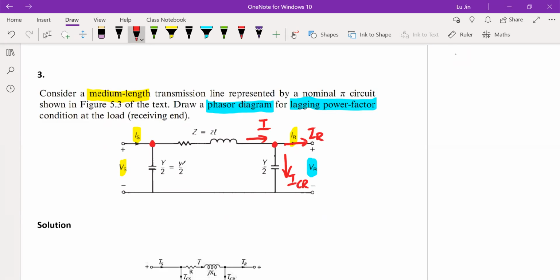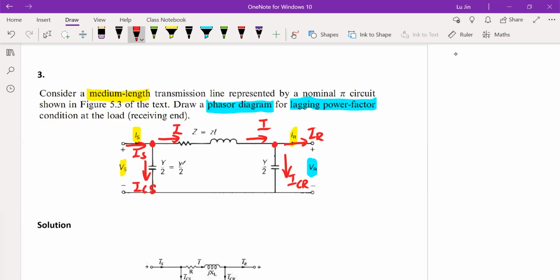Now let's have a look at the node at the sending side. For this node on the left hand side, the sending side current IS is going into this node and then split into two subcurrents. One is the current I going through the impedance of the transmission line, and the other one is the current going through the capacitor at the sending side. So I call that ICS, CS for the capacitor at the sending side. Okay, this is just what we have got.